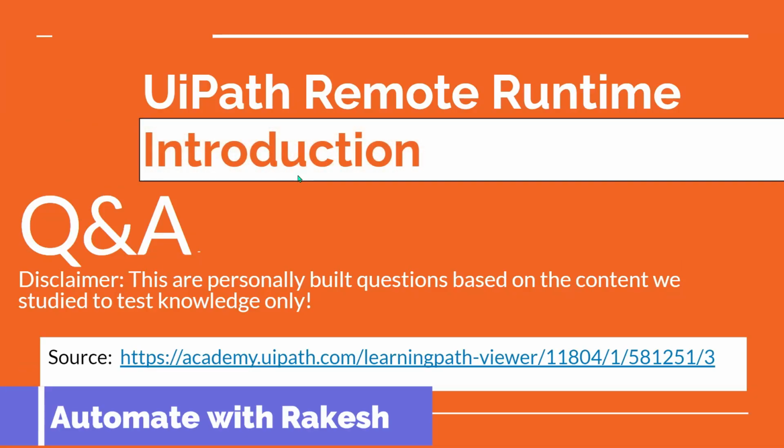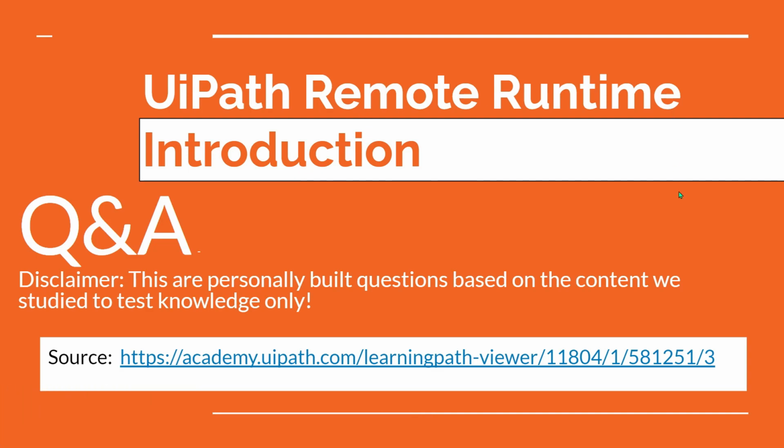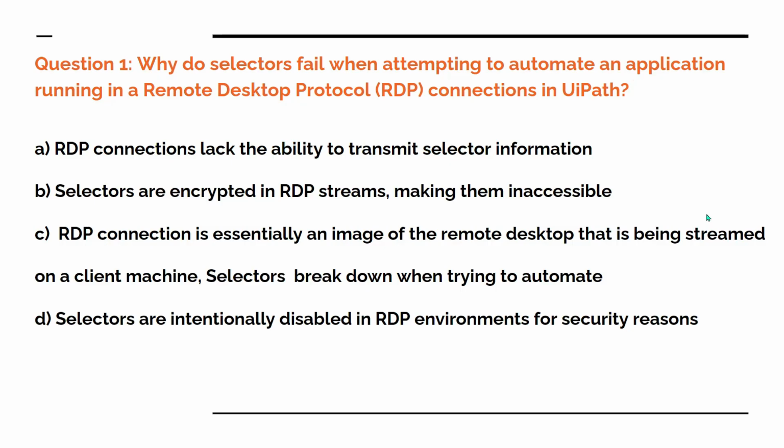Let's go through some of the questions on the remote runtime introduction part. The very first question: why do selectors fail when attempting to automate an application running in a remote desktop protocol, in UiPath? If the application is running inside an RDP, why do selectors fail?